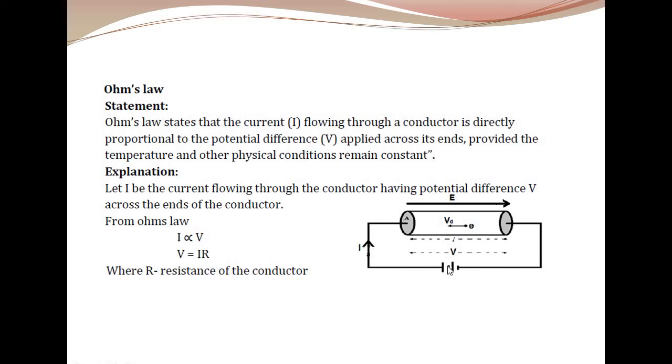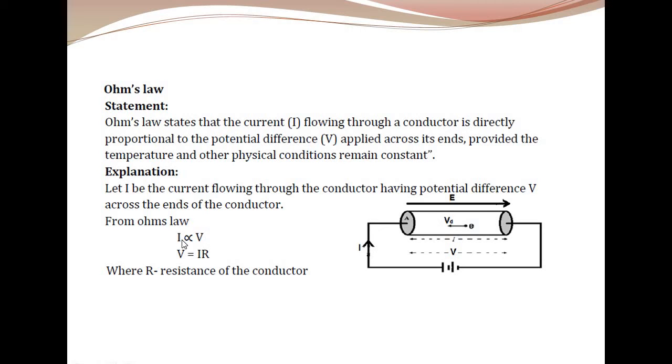Here V is the potential applied across the ends of the conductor, and I is the current developed in this conductor. So the current depends on the potential difference. The statement says that the current is directly proportional to the potential difference applied across the ends. That is what we call Ohm's law statement.